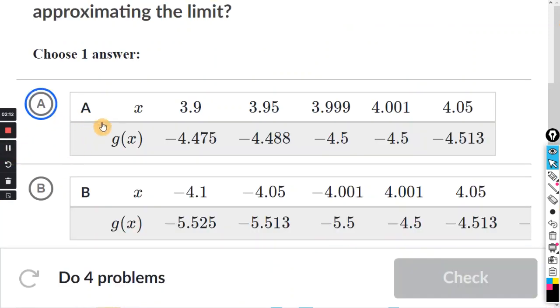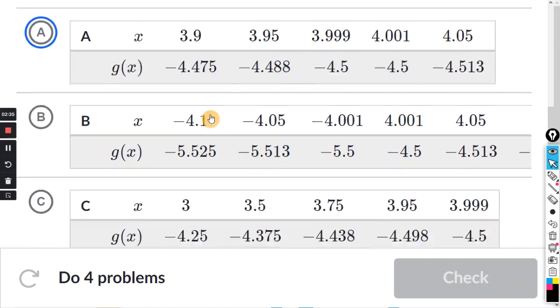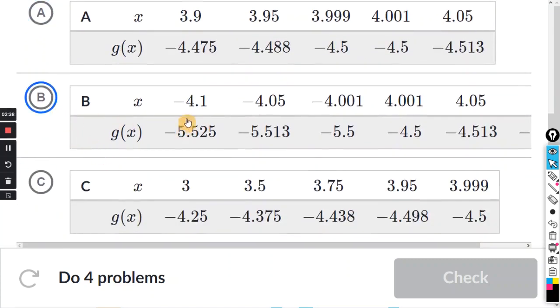If you look at answer A, here's the x value, and the person is getting closer and closer to 4 from the negative side and closer and closer to 4 from the positive side. So this one looks pretty good. They gave us the y values. We can see it's approaching negative 4.5, but they didn't ask us that. But A looks legitimate.